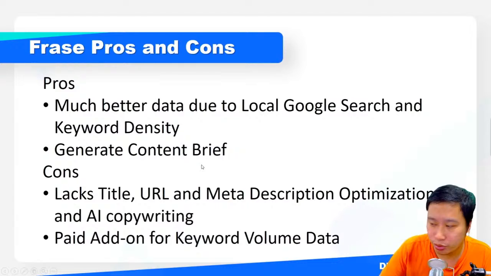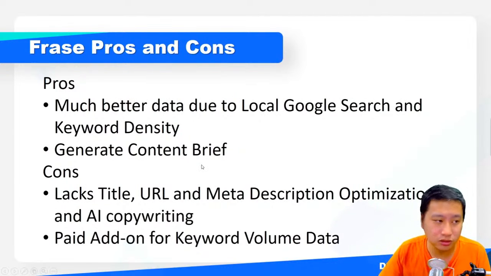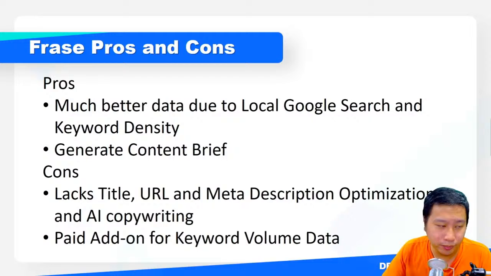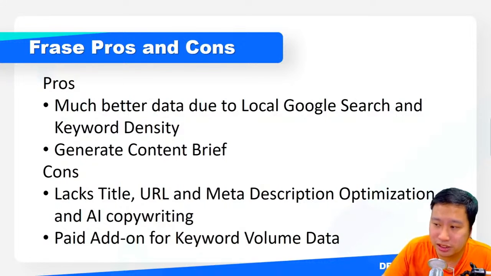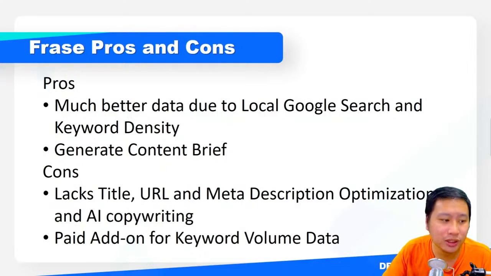So let's talk about some pros and cons between these tools. For Phrase, I think that it gives much better data because it gives local Google search and keyword density, right? Because the optimization is based on keyword density, how many times you actually mention the keyword within your article itself, and you can generate a content brief so that you can quickly give it to a writer, and he or she would likely know how to start writing based on the content brief that you gave them.